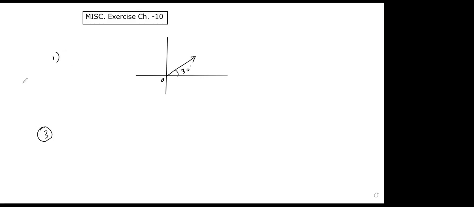Okay, let's try to make a rough sketch for the given question. Suppose a girl starts walking from position A. She reaches this point and then walks 3 kilometers in direction 30 degree east of north. So she started her journey from this point and reaches this point. Magnitude is 4 kilometers.